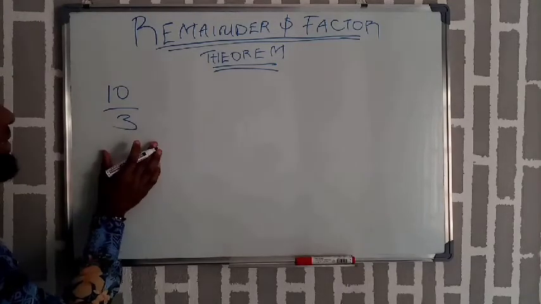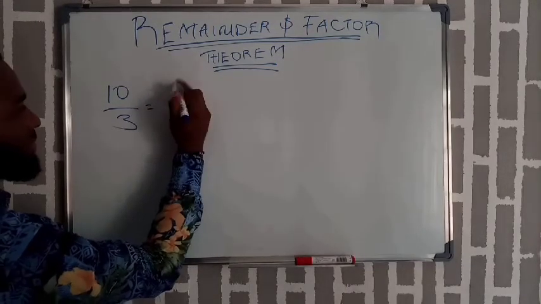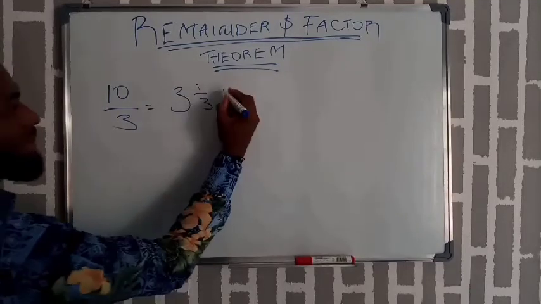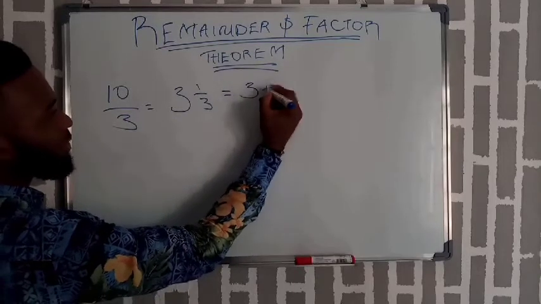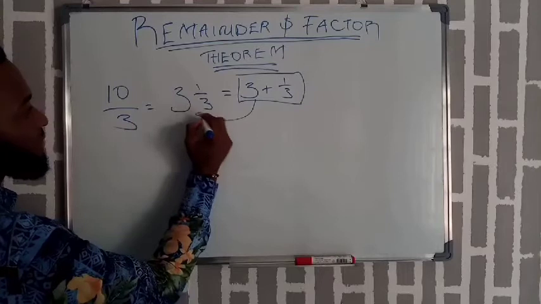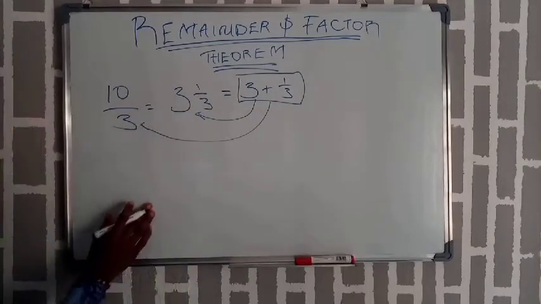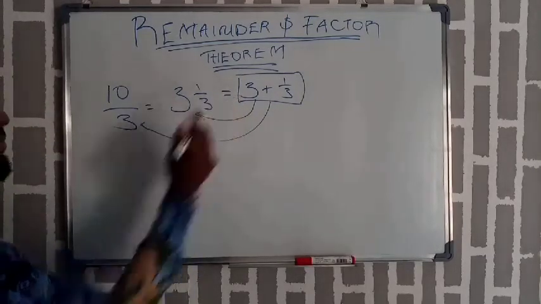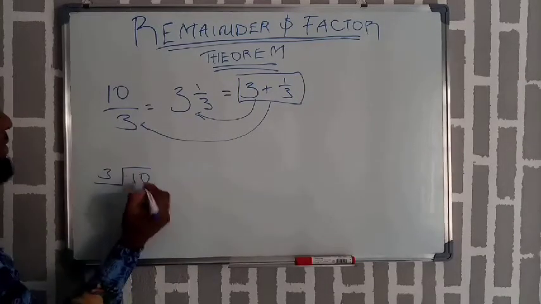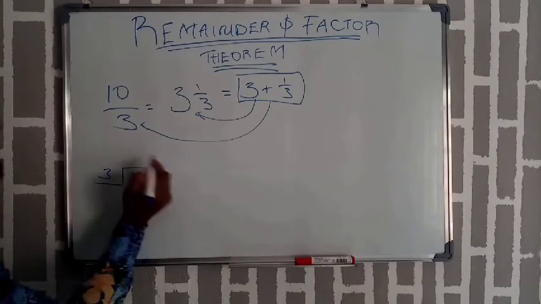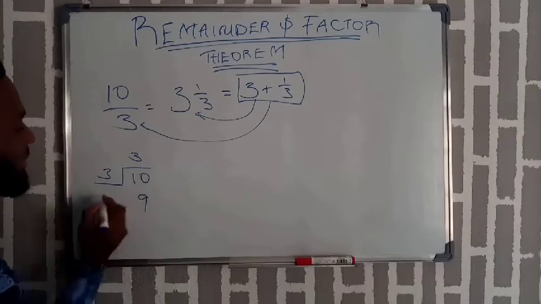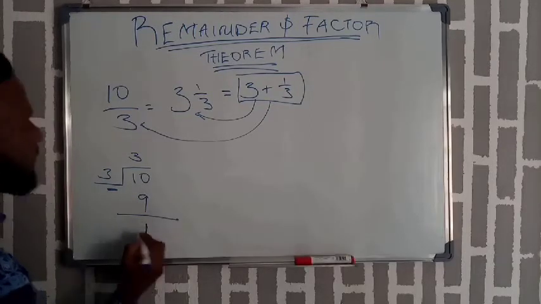10 divided by 3 naturally is 3 whole number 1 over 3. And this can still be written as 3 plus 1 over 3. This is still the same thing with this. So getting this now, you can still do it like this: 3 into 10, 3. Then 3 multiplying 3, that's 9. There's a negative here, it becomes 1.